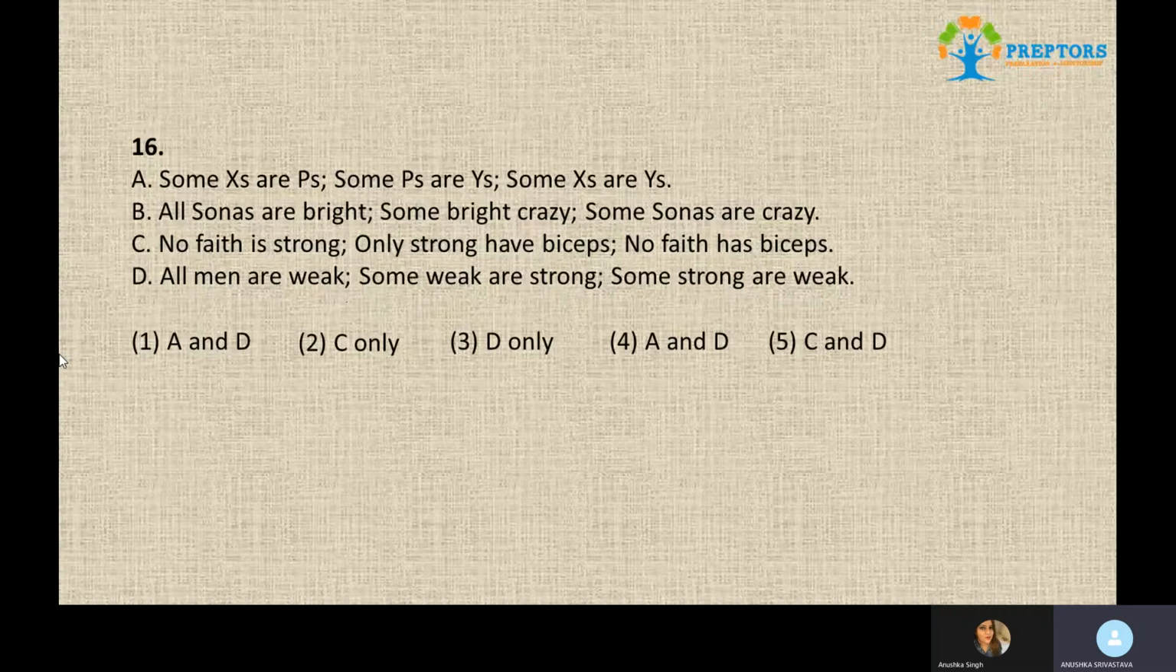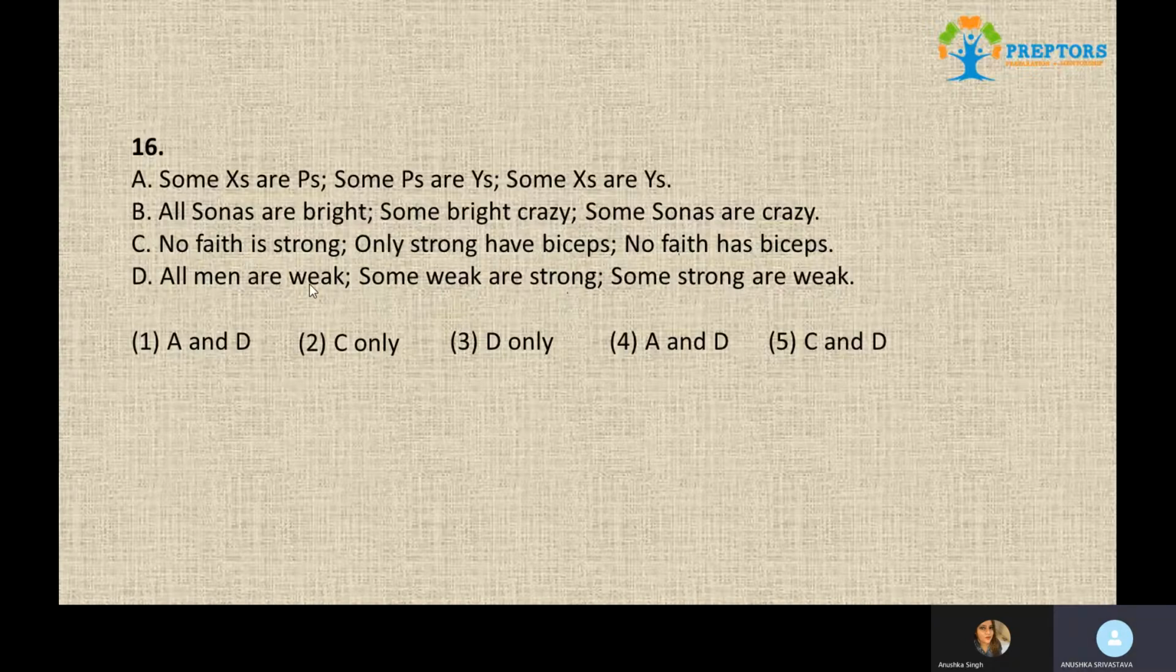If A is eliminated, I'm eliminating option number 1 and option number 4. Now, since B is not given, I will look for C. No faith is strong, only strong have biceps. So, I will have 2 different circles with faith and with strong, and I will have 1 circle of biceps inside strong. So obviously my conclusion, no faith has biceps, could follow.